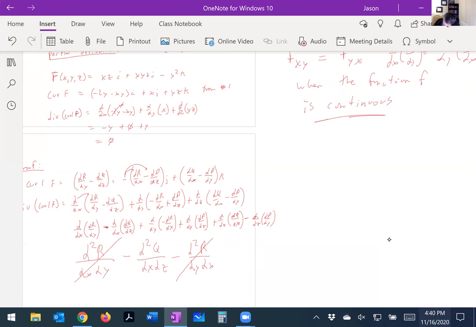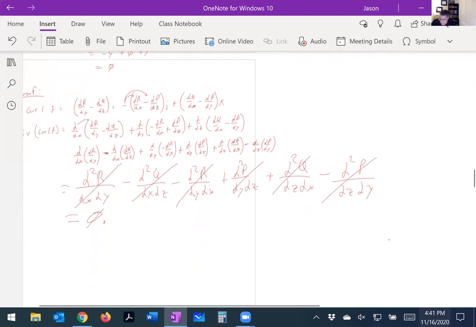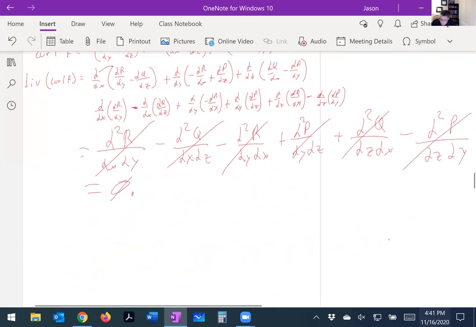Done. Plus partial of p with respect to y and z, second partials. Plus second partial of q with respect to z and x. Oh, look at that. Another one bites the dust. And then this is minus the second partial of p over partial z partial y. That's the third one. Boom, gone. Since they all cancel out, it's 0. Proved it, not for a specific case, but for the general case. There we go. A lot of proofs today.